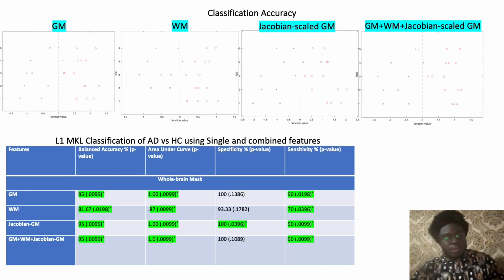So here we are. We found out that the classification accuracy of gray matter, which you can see here, shows 95%, which is statistically significant, and then the Jacobian is the same, which is also the same as when the three feature sets were combined together. All these show statistical significance when we classified both the AD and then the healthy control subjects.